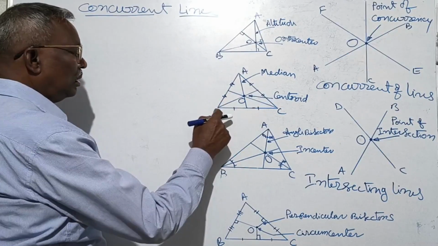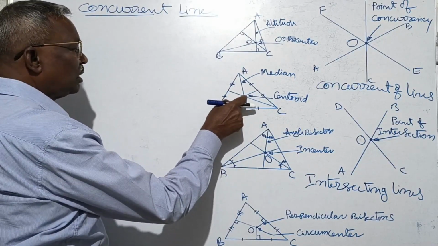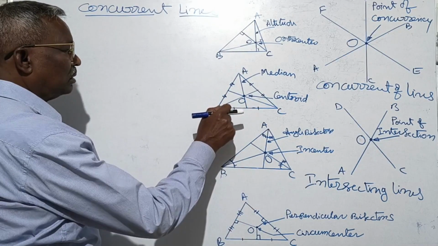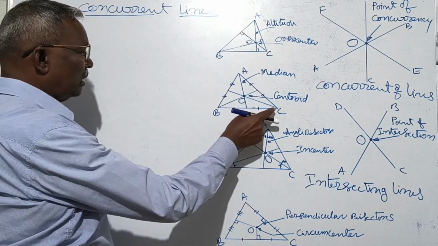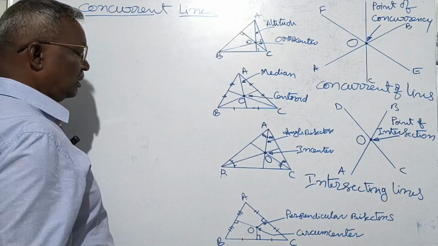All three medians in a triangle meet together at one point. That concurrent point is called the centroid.